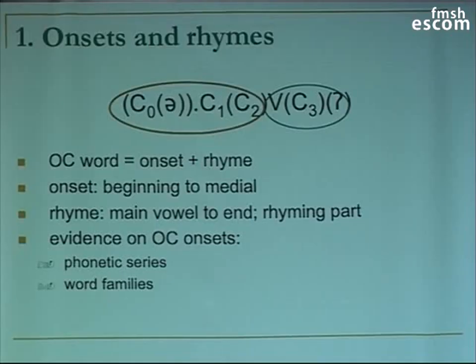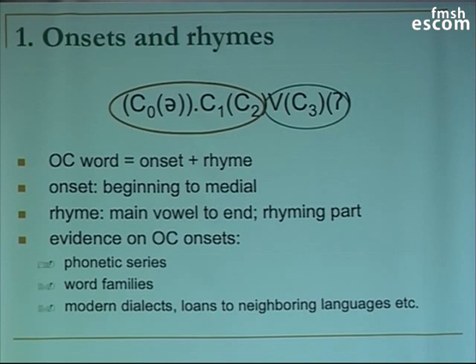But now, in the present approach, we use more types of evidence than that. And so we have more evidence that we can allow to bear on the reconstruction of onsets. Specifically, we have the phonetic series, as always. We have the word families, and that's new. Word families give you a lot of interpretable evidence on Old Chinese onsets, and that's in part what I've tried to do in my book of 1999. And finally, we have modern dialects, like the Min dialects, they tell us about onsets. And we also have loans to neighboring languages, and so on and so forth.